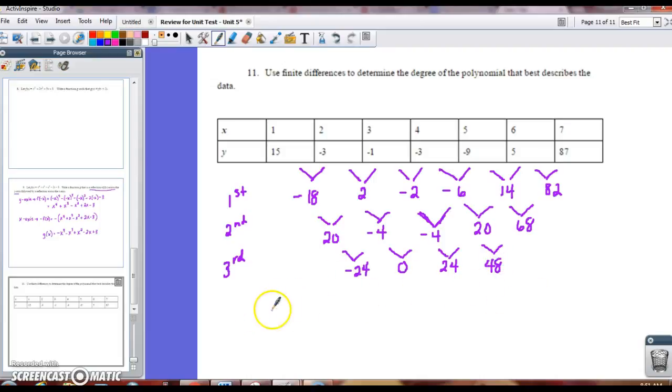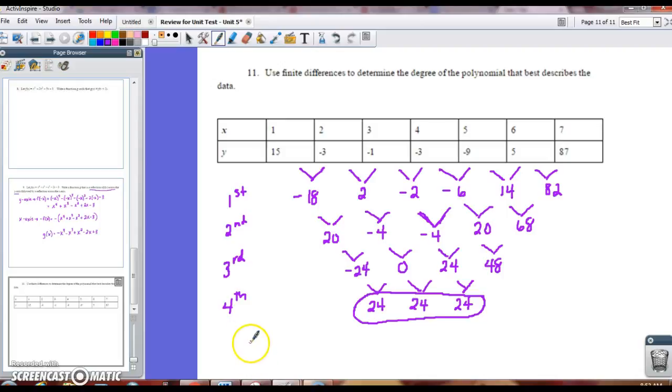Still, I don't have a constant, so now I'm going to go ahead and do my fourth difference. So I'm taking the differences here. 0 minus -24 is 24. 24 minus 0 is 24. 48 minus 24 is 24. So I have this constant difference. I'm down at my fourth difference, which just tells me I have a fourth degree polynomial.